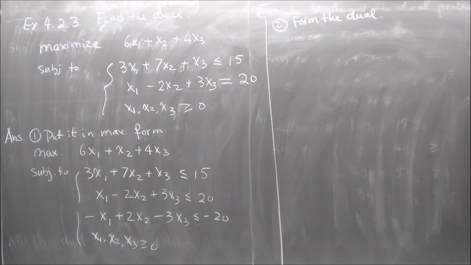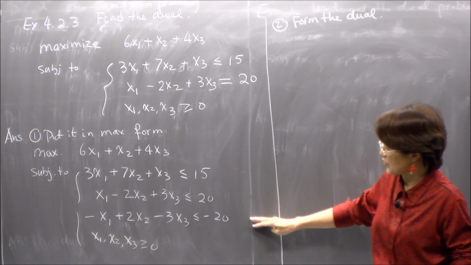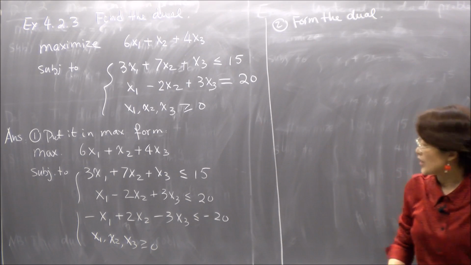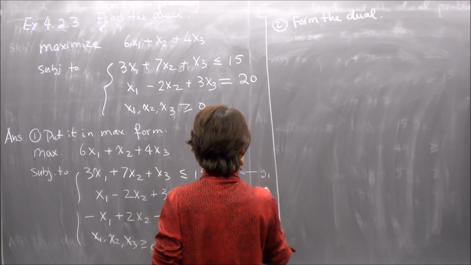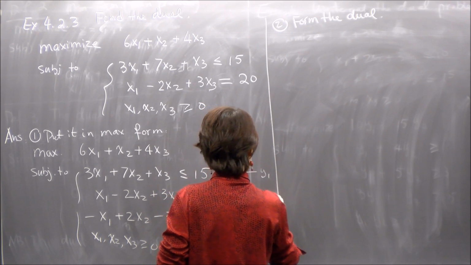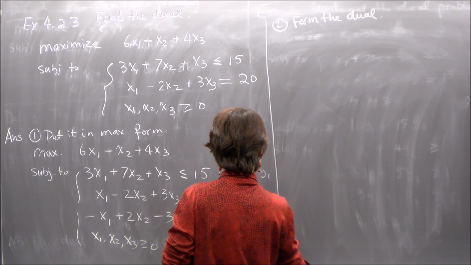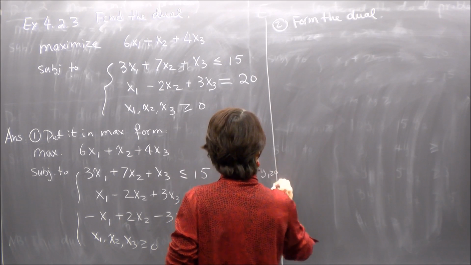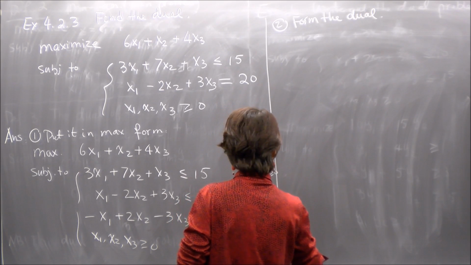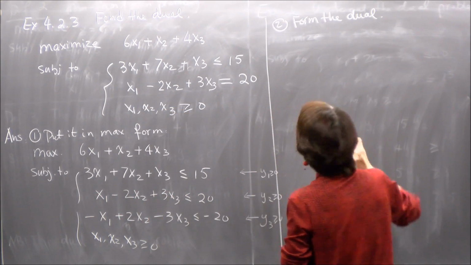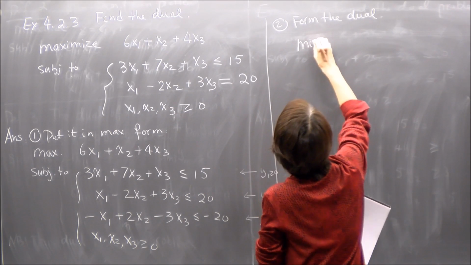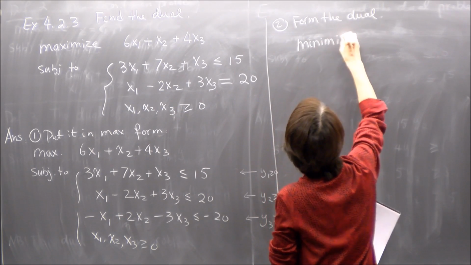That would equal the number of constraints, which is 3. Is that right? So for each constraint, I associate one variable: y1, y2 and y3. These are all bigger than 0. I associate each with a variable. Okay? And I have an objective function. Now I will be minimizing.